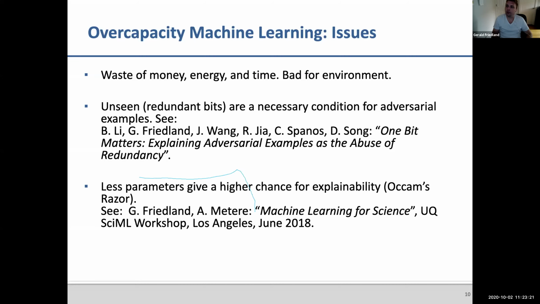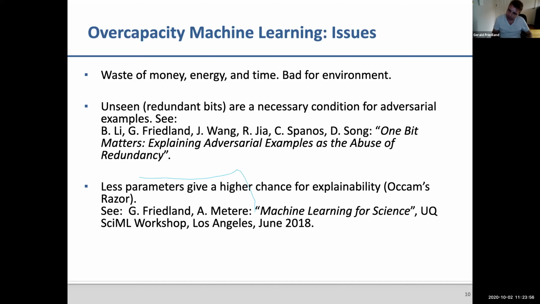But I will give you one more that most people actually don't realize. And that is, first of all, Occam's razor, that fewer parameters give you a higher chance for explainability. But then there's another one. We can show that the redundant bits in your network, the redundant parameters in your network, are a necessary condition for adversarial examples. They are not a sufficient condition. You can have them in other ways, or they might not have them, but they are a necessary condition.